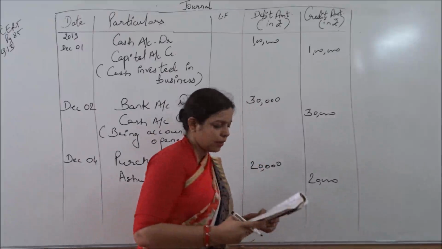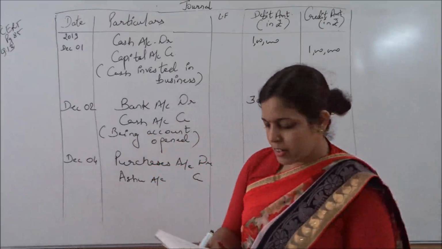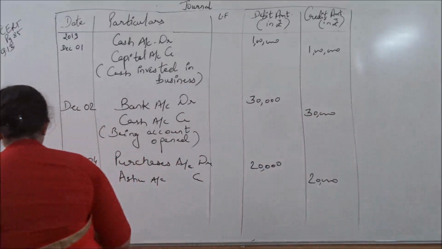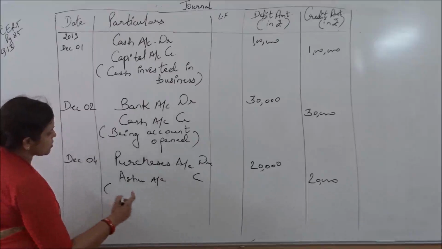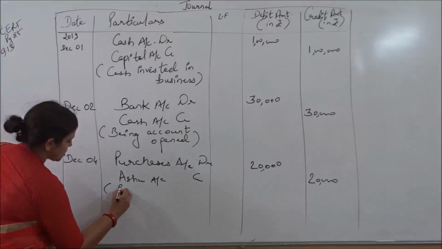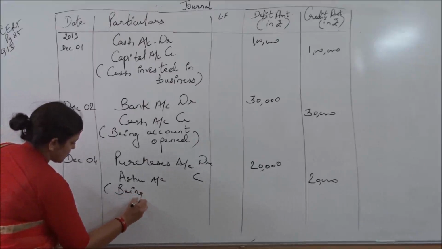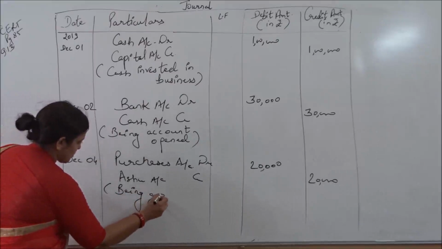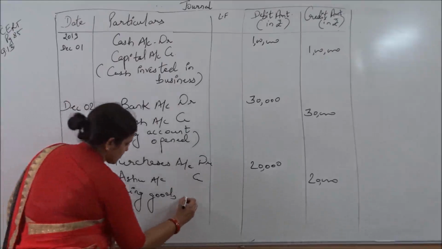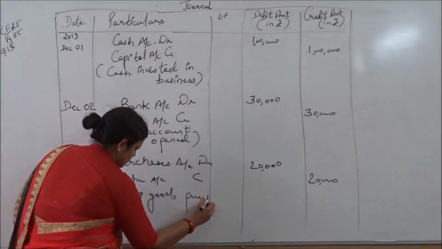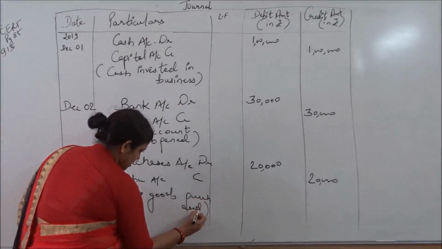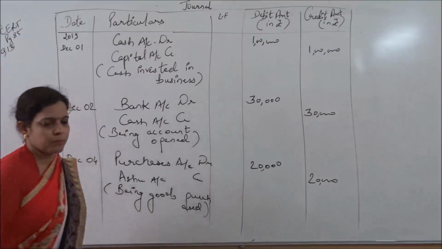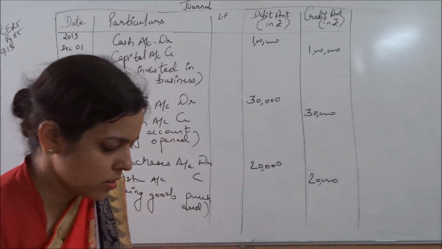Then the next one, December 6, sold to Rahul for cash. Okay, I forgot the transaction narration. Write the narration. Being goods purchased. Okay. Now next one.